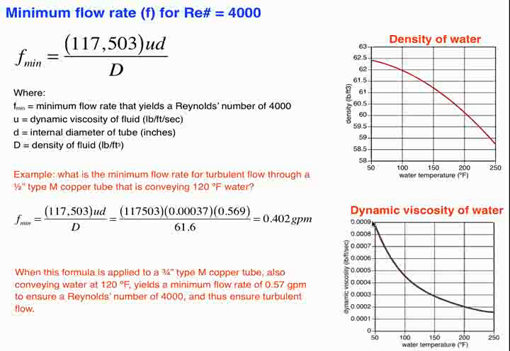And this is really important if you're doing, for example, an earth loop, and you're running a 20% propylene glycol solution through an earth loop at low temperatures, maybe 30 or 40 degrees Fahrenheit. You have to have a minimum flow rate in order to ensure that you have turbulence inside that tube and therefore getting good heat transfer. So be careful on the low temperature side of things.